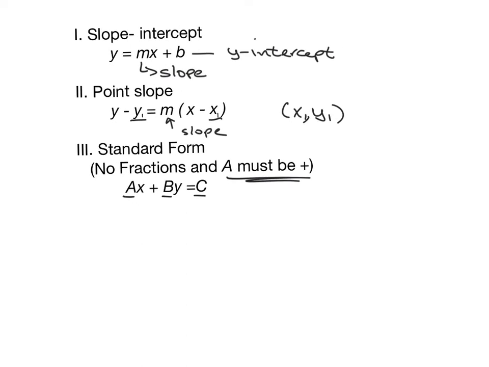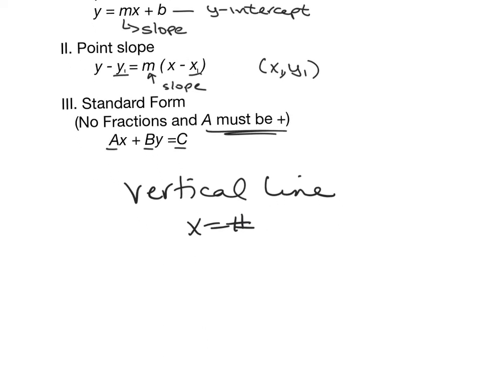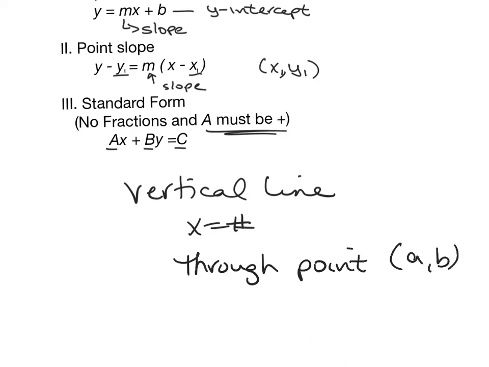Also remember that when you have a vertical line, it's going to be x equals a number. So if I said graph or give me the equation of a vertical line through a specific point, let's say point (a, b), it would just be x equals a. So it's x equals whatever the a is of the ordered pair.